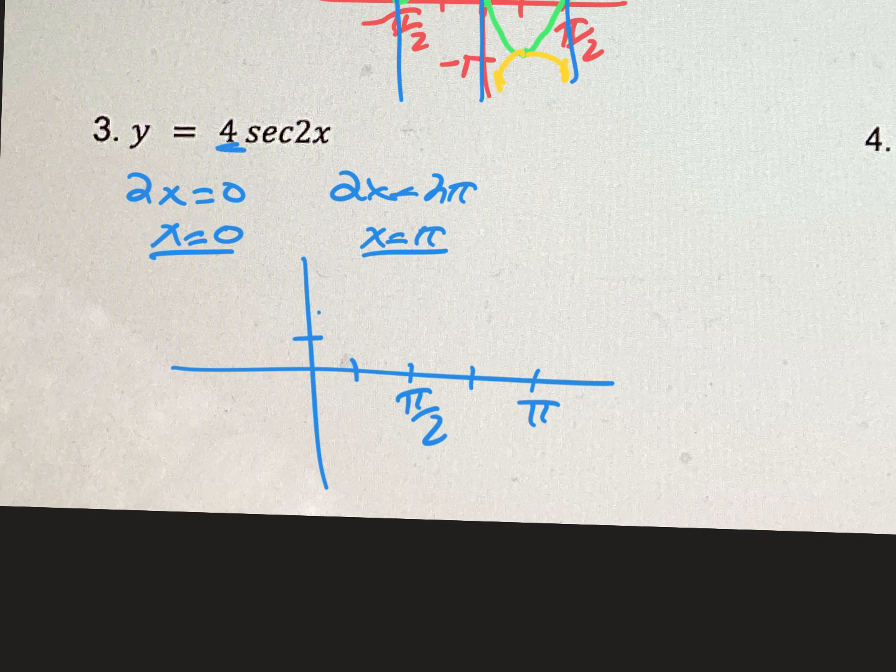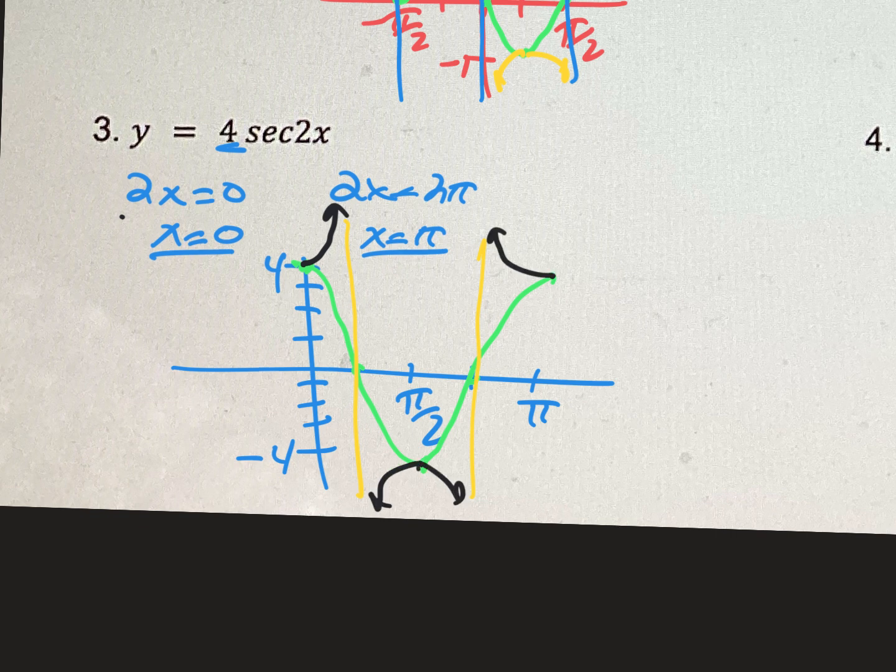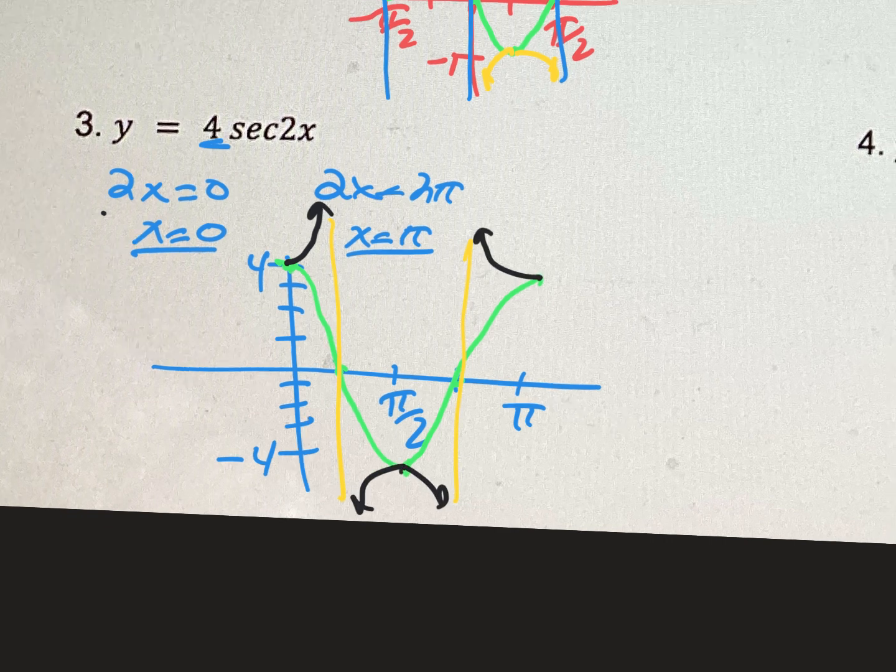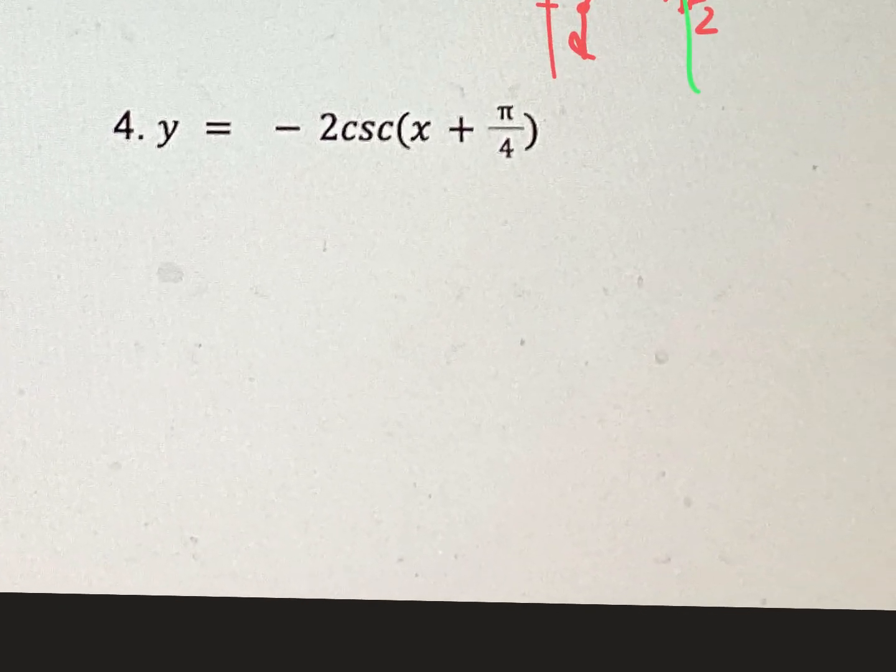My amplitude on this one was 4, so I'm going to go up to 4 and down to negative 4. Secant's reciprocal of cosine. Cosine starts at 1, or in this case 4, goes down, up. So the graph does like this. All right, I'll draw that so I can draw the asymptotes. The asymptotes are going to go through the x-intercepts. And then my graph, the actual answer, is I'm going to flip the green graph between the asymptotes, just like that. One more of these, number 4, the last graph we have to do.